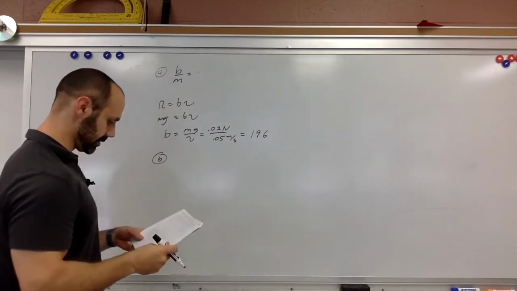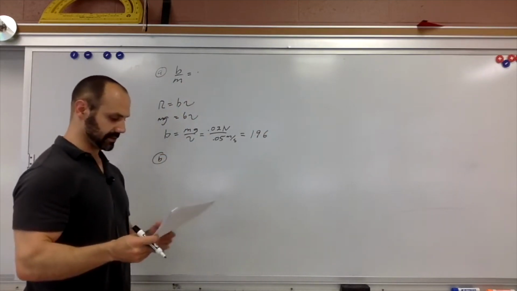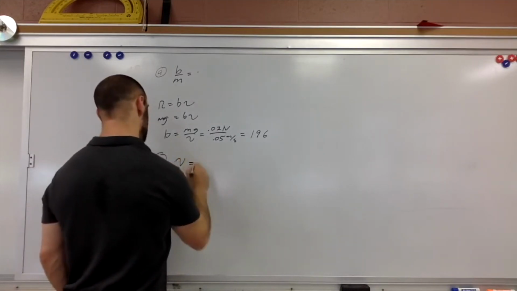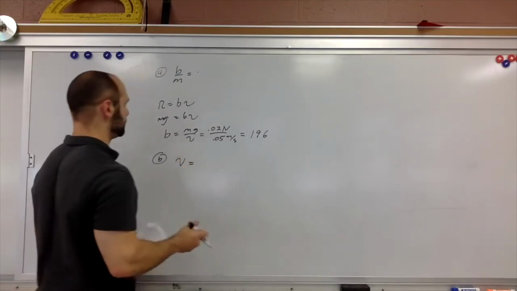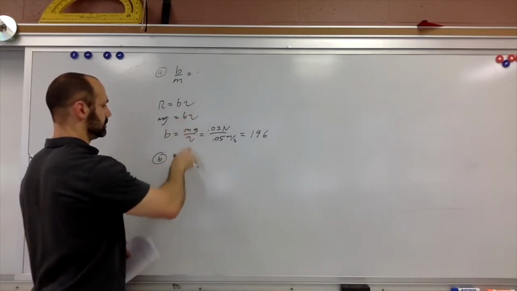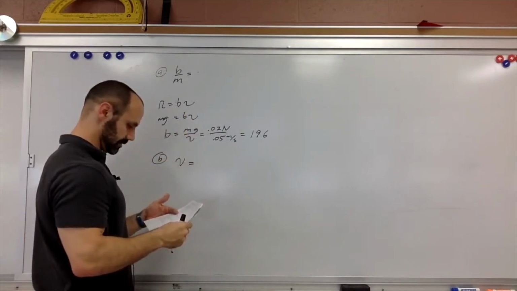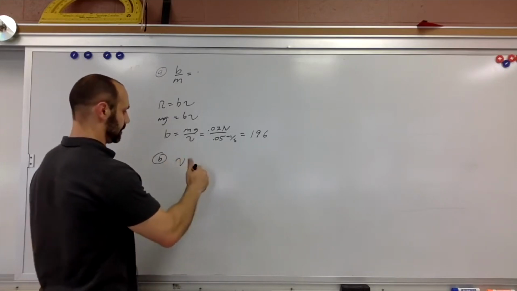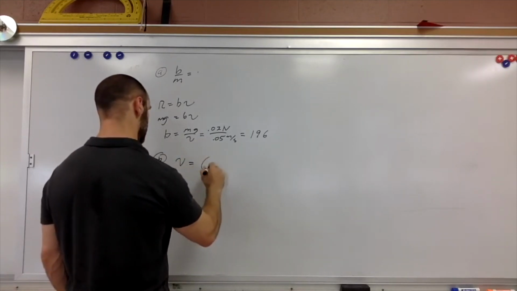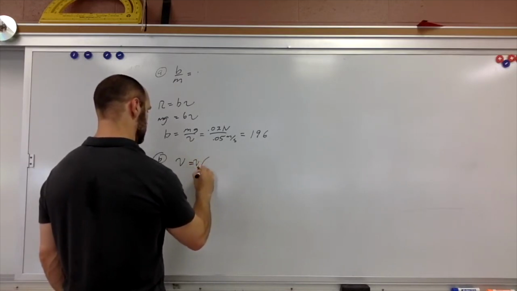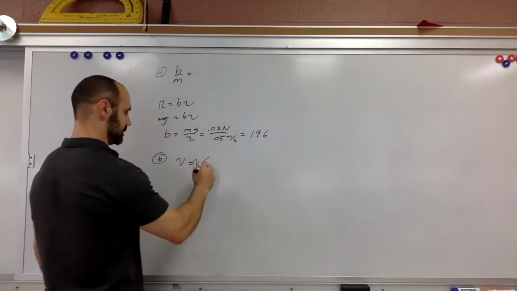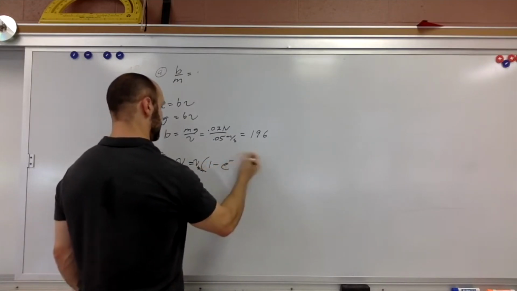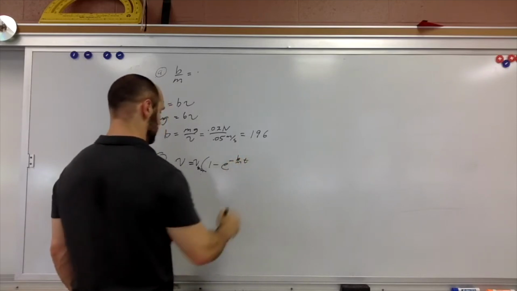For part B, now I want to know, calculate the time it takes to reach 90% of v terminal. Okay, so what does that mean? So v is equal to, now the terminal velocity is whatever it is. We don't even really need to know because we're saying that we're reaching 90% of it. So I've got some v terminal here. That's what this is. And this is 1 minus e to the negative b over m times t.